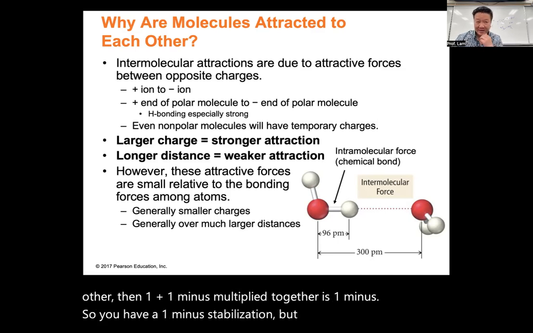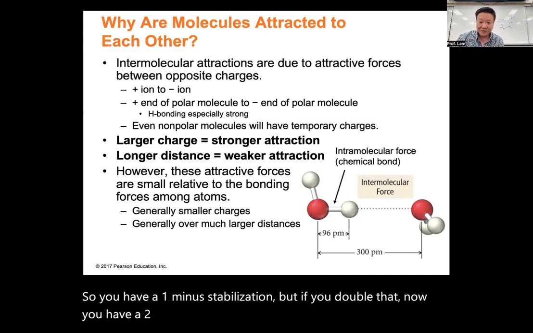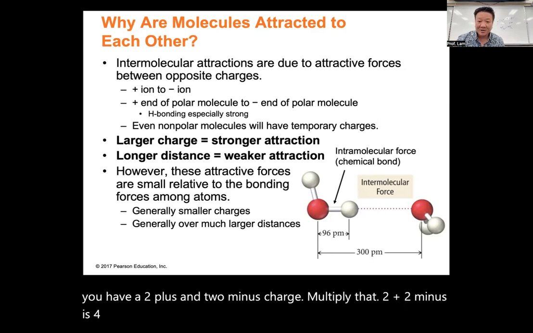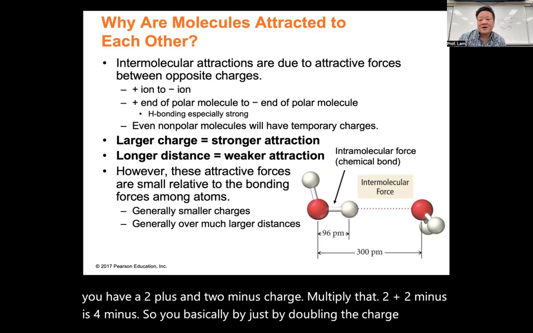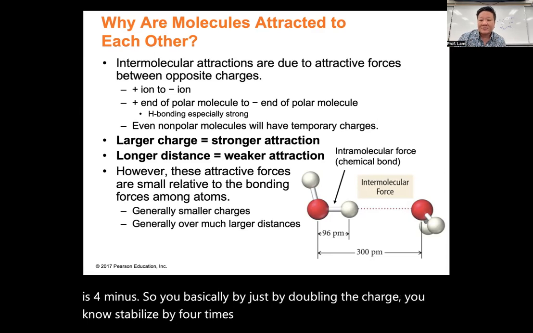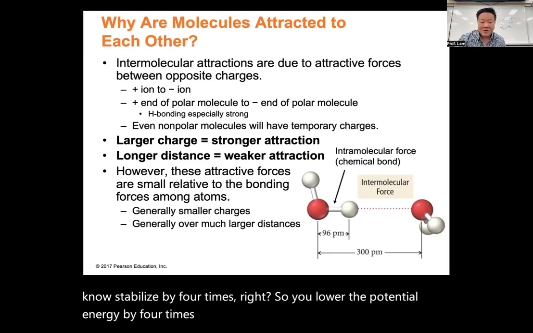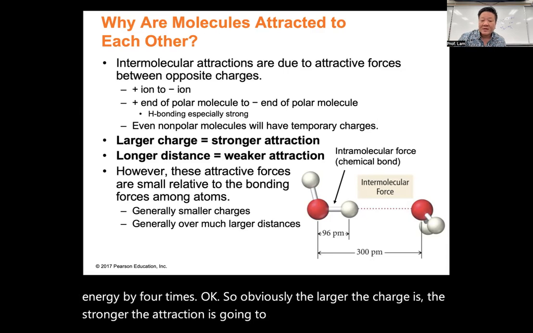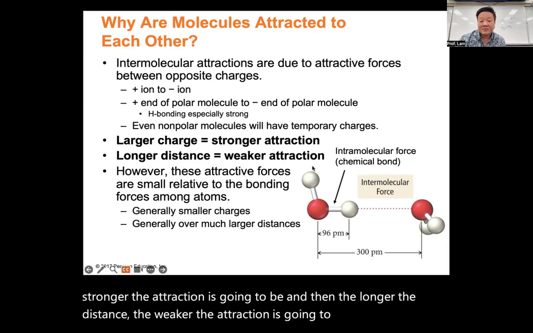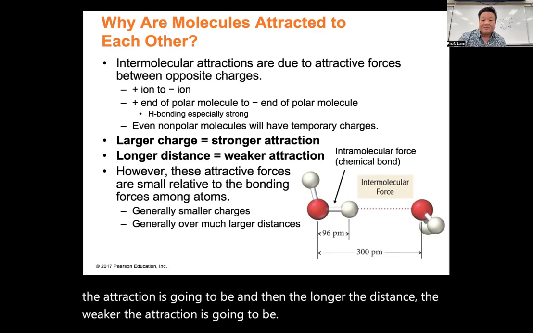But if you double that, now you have a 2 plus and 2 minus charge. Multiply that. 2 plus times 2 minus is 4 minus. So basically, by doubling the charge, you stabilize by 4 times, right? So you lower the potential energy by 4 times. Okay. So obviously the larger the charge, the stronger the attraction is going to be. And then the longer the distance, the weaker the attraction is going to be. Okay.